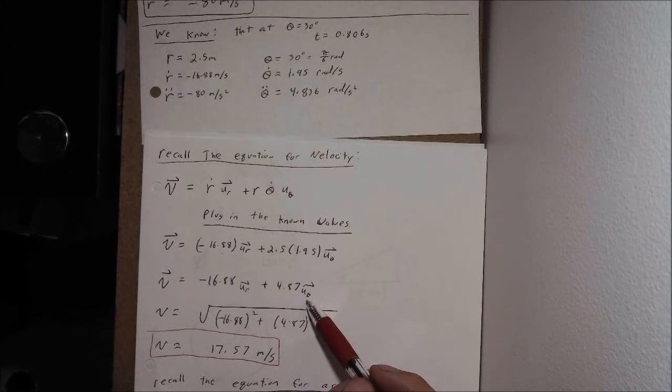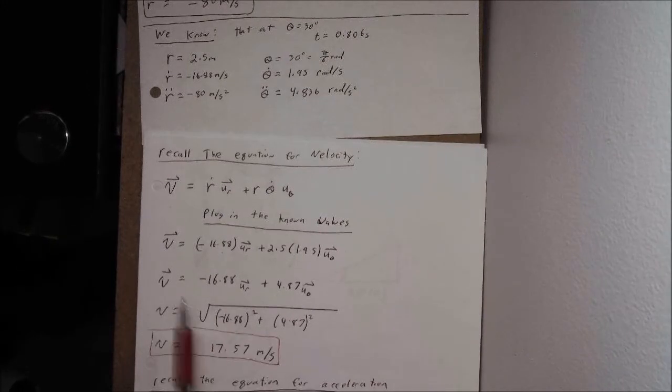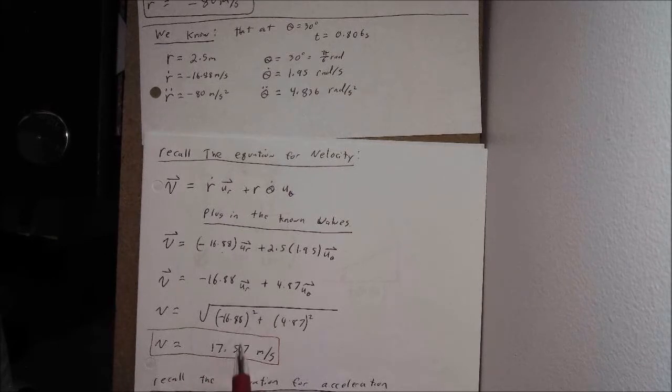Well, if I want the magnitude of that, then what I would do is take the square root of the sum of the squares of the individual components. So I do that out there. Rather than being in vector form, I can take the magnitude. So velocity is equal to the square root of negative 16.88 squared plus 4.87 squared. Our velocity magnitude here is 17.57 meters per second.